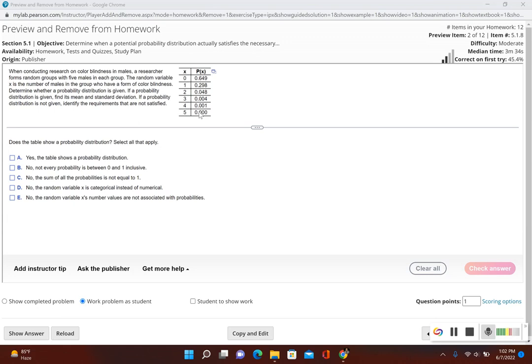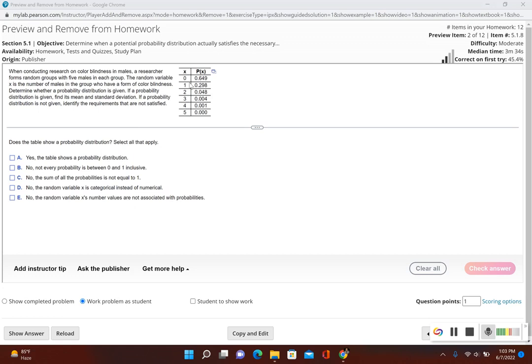So let's go ahead and add those together. Let's see if the sum is equal to 1. So I have 0.649 plus 0.298 plus 0.048 plus 0.004 plus 0.001 and plus 0.000. Okay, that actually equals 1. So the probabilities add up to 1.